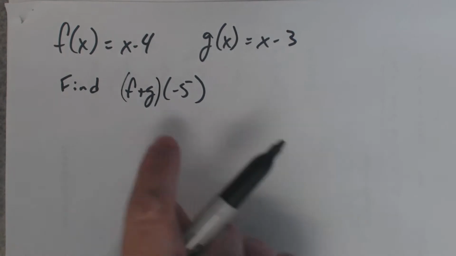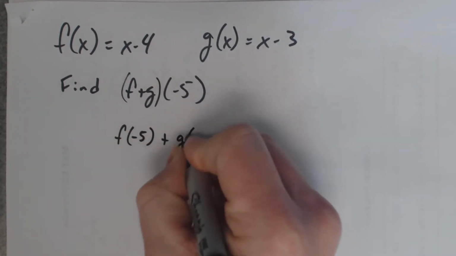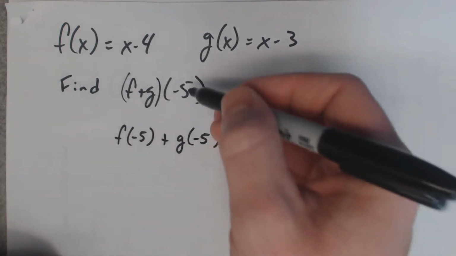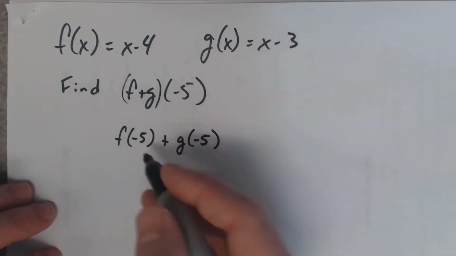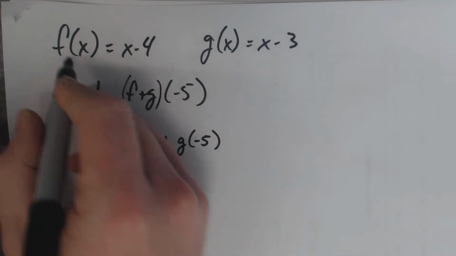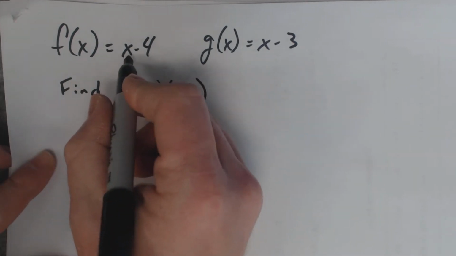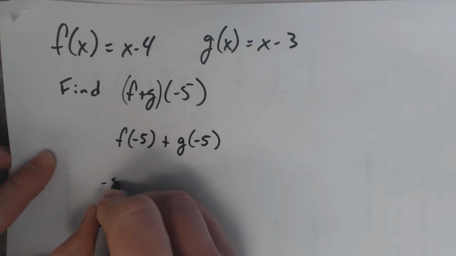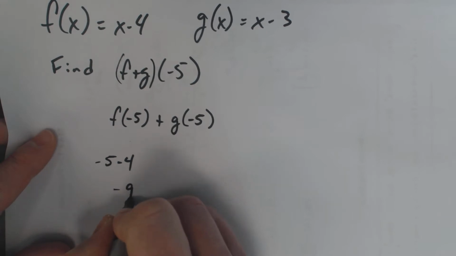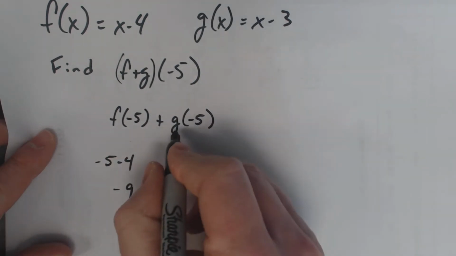All right, that's like saying f of -5 plus g of -5. I'm not distributing, I'm just rewriting it. That's the notation. Now f of -5, remember what that means? Everywhere there's an x, you're going to plug in a -5. So that x becomes -5, and -5 minus 4 is -9. Now we're going to add that to g of -5.